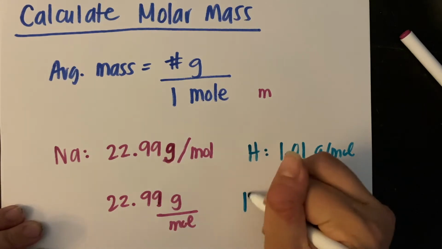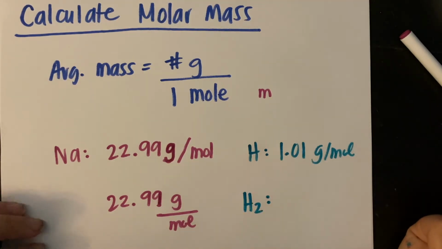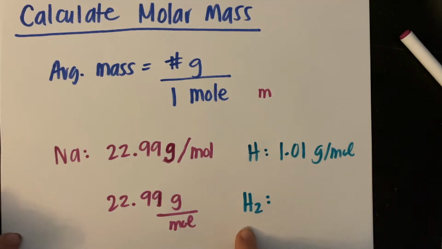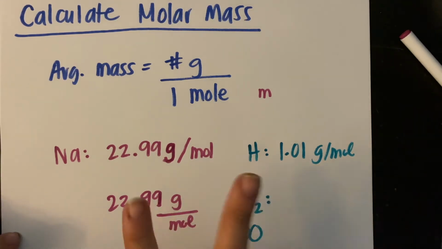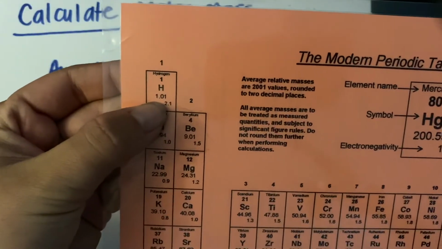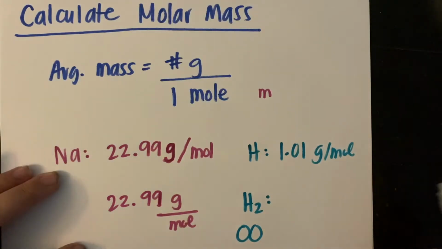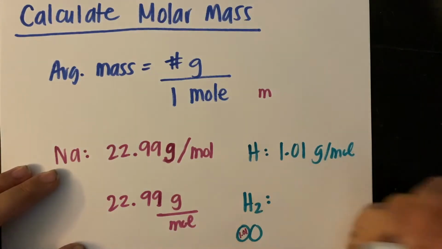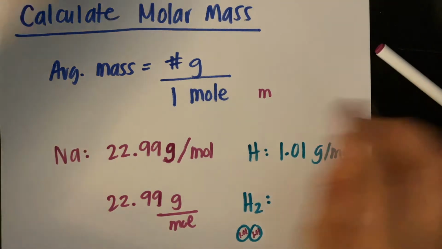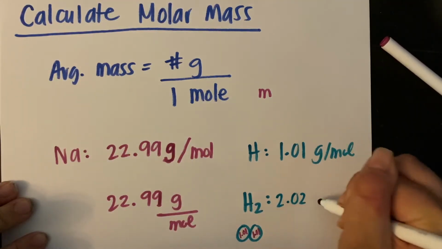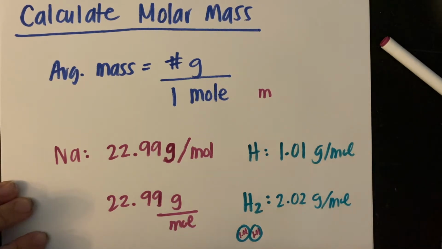What if you want to find the molar mass of hydrogen gas, which is H2? Hydrogen's one of your diatomics, so it's an H bonded to another H. It's 2 of them put together. Well, now I have 2 of them. So I'd have 1.01 plus 1.01, which would be 2.02 grams per mole. Relatively easy-ish.